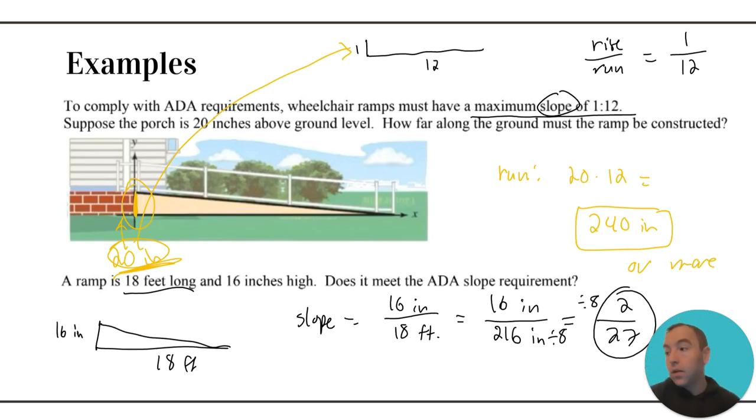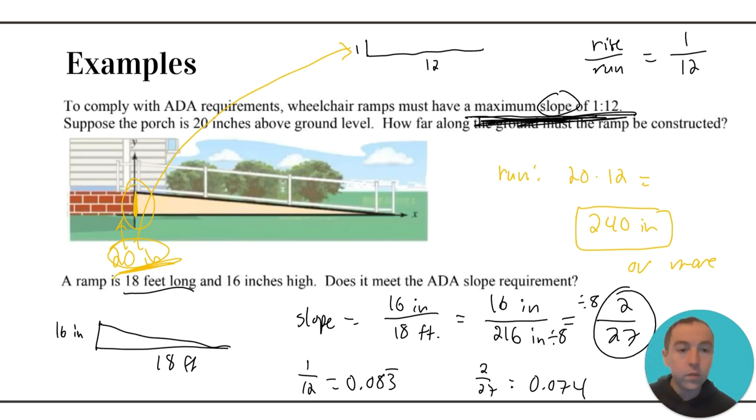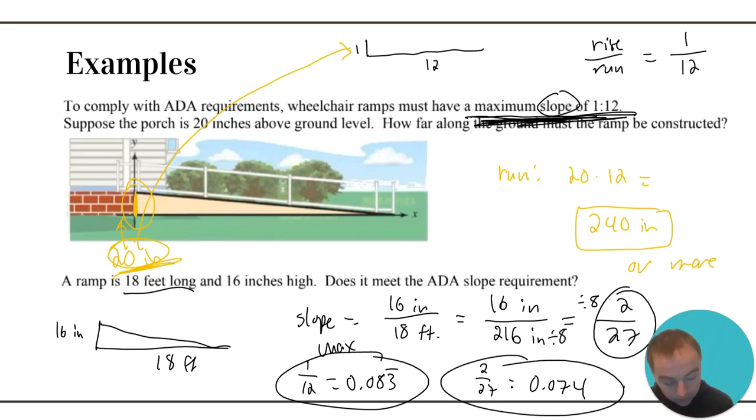And then that 2 over 27 ratio, you need to compare to 1 over 12 to see if it's going to be legal, right? So 1 over 12 is going to be 0.083 repeating, and then 2 over 27 is going to be 0.074. Okay, so we know that the maximum slope has to be 1 to 12. So this right here is supposed to be the maximum. So if we go over that, it would be illegal. And you can see that this right here is falling under. So therefore, that particular ramp would meet the requirements. It would be legal by the Americans with Disabilities Act. Okay.